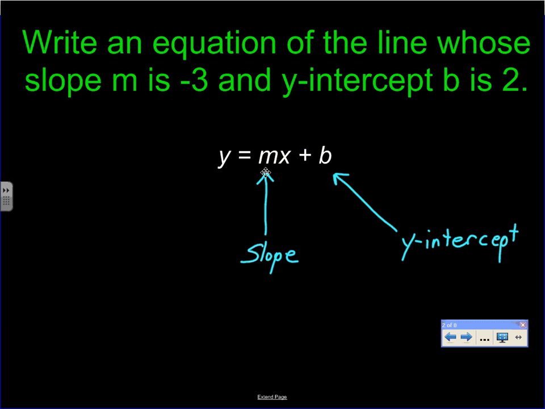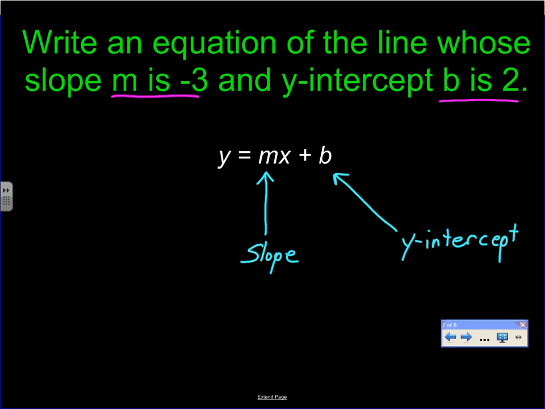Sometimes they will give you what the slope is and what the y-intercept is, and that makes it very easy to write the equation. In other cases, they just give you a couple points and tell you to write the equation, or sometimes they will just give you some intercepts and tell you to write the equation. But we're going to start off with the beginning part here. And this example gives us the slope, and it also gives us the y-intercept.